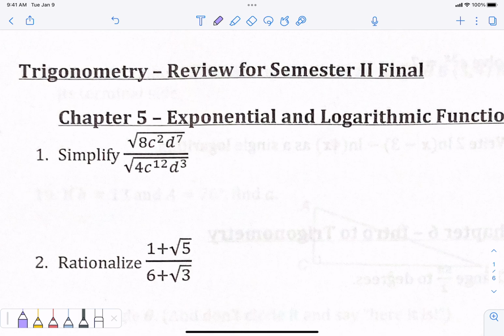They have decided to go front to back instead of back to front, so we're starting with number 1. This is chapter 5. This is all exponents, so you need to remember how to cancel exponents and do all of the things, all right?